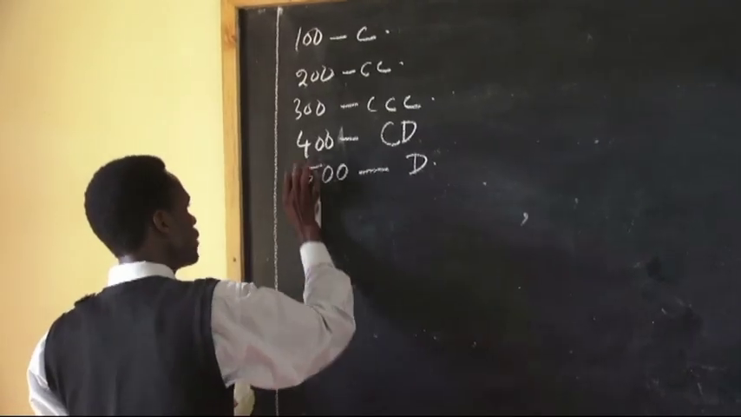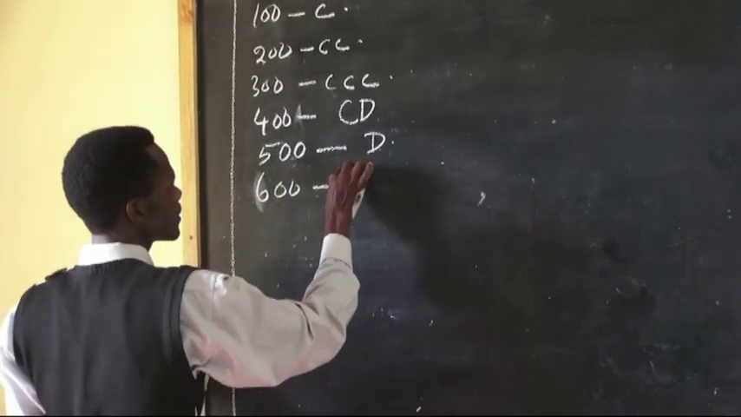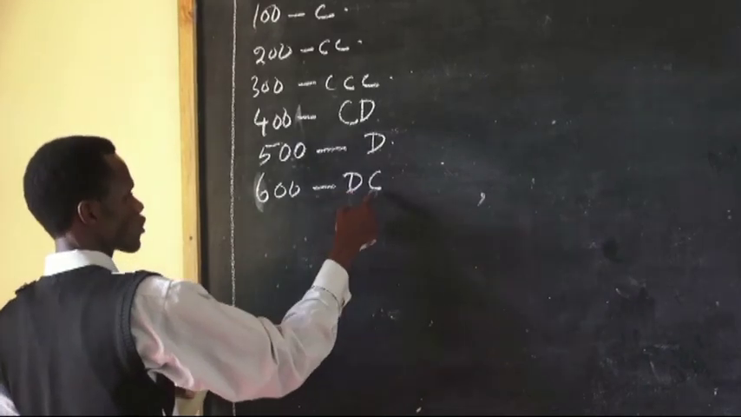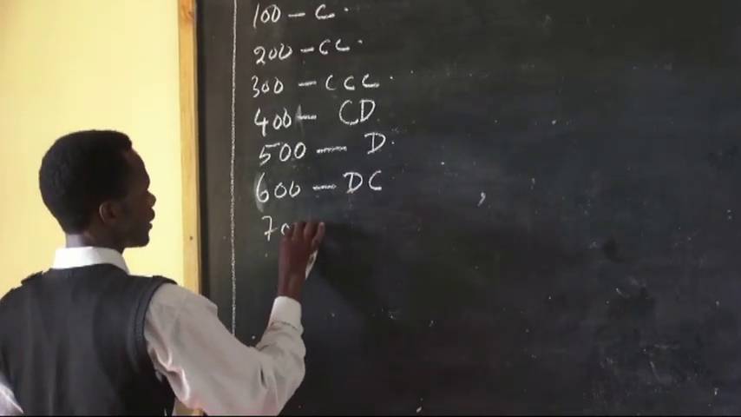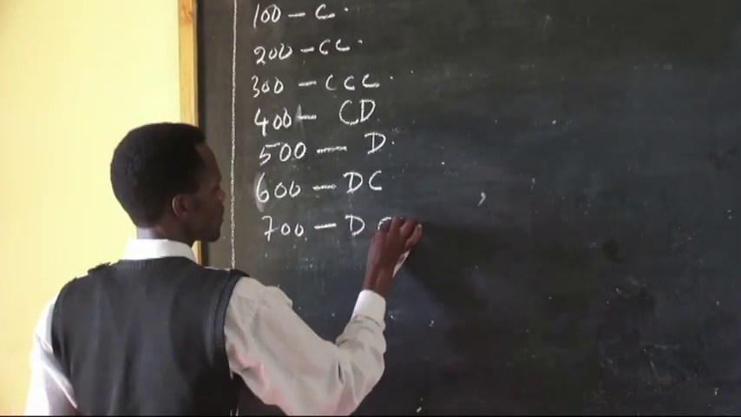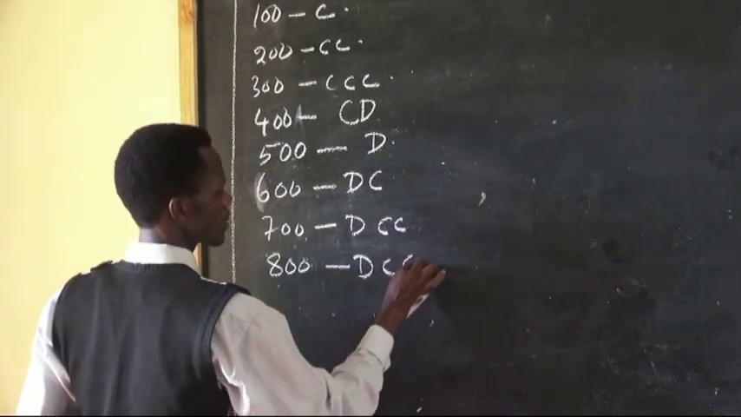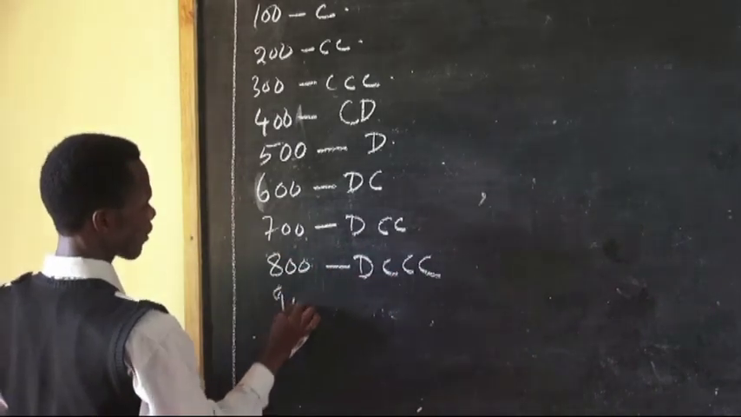Now 600 is equal to D plus C, which is 500 plus 100. Now 700 is equal to D plus C plus C. Now 800 is equal to D plus C plus C plus C. Now 900.